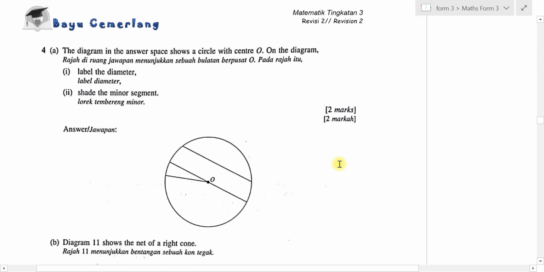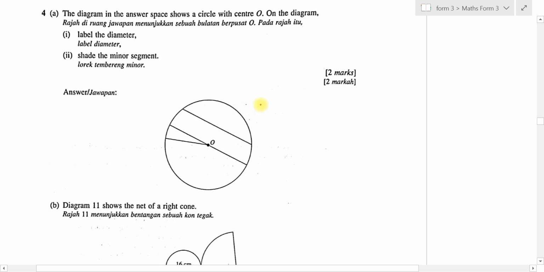Question 4. Label the diameter and shade the minor segment. Okay, let me do that. Labeling the diameter. Okay, this is the radius. Diameter is this part. Okay, this is the diameter. And they want the minor segment. Minor segment. Okay, remember sector.